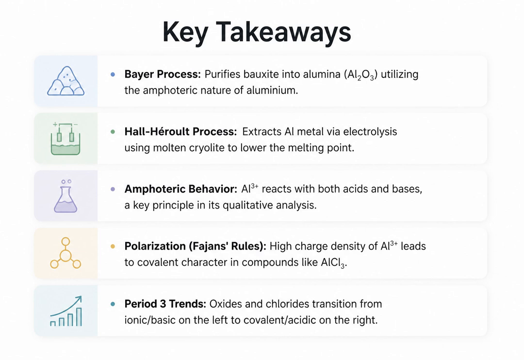Finally, we placed aluminum in its proper context within period 3, observing how chemical properties shift from basic and ionic to acidic and covalent across the periodic table. Keep these core principles in mind, and you'll master the chemistry of aluminum.